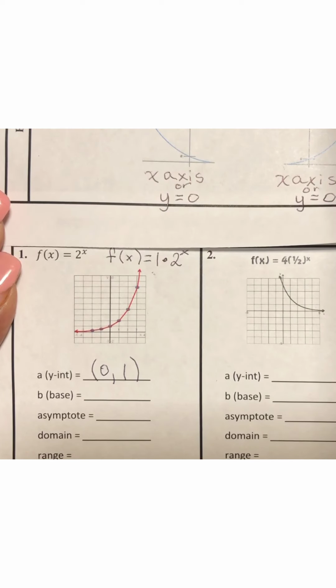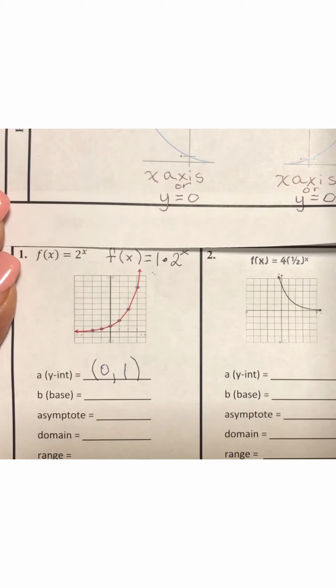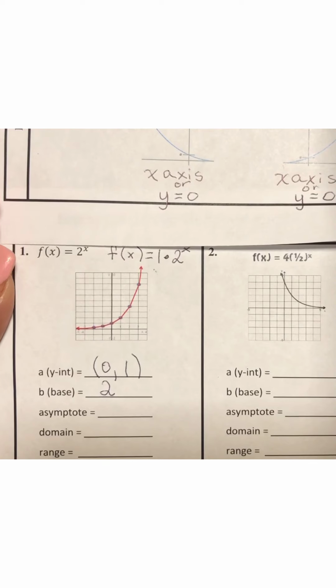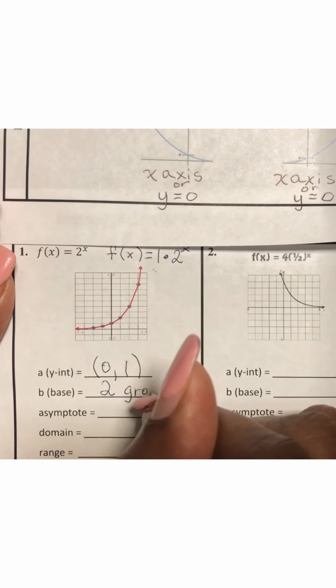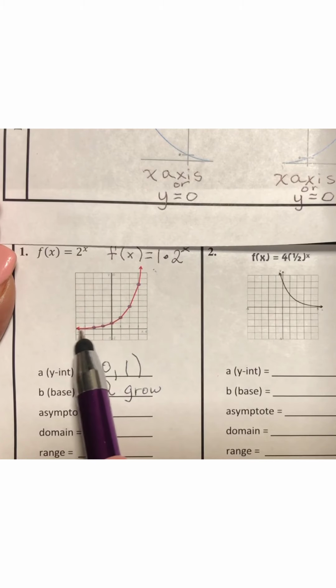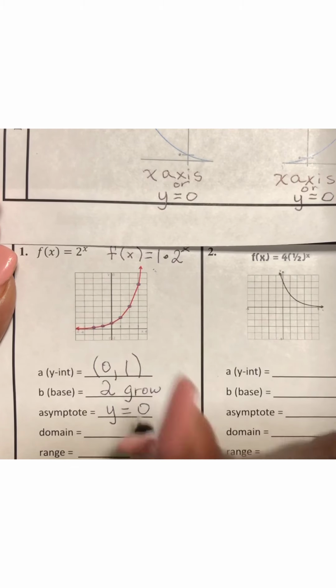Now, let's take a look at the base. The base is the big number that has the exponent attached to it. This is our base, which is 2. Is this number between 0 and 1, or is this number greater than 1? Yes, this number is greater than 1. So that means that my function will grow. And if we look at the graph, notice it is growing from left to right. Now, the asymptote is going to be, you got it again, y equals 0.